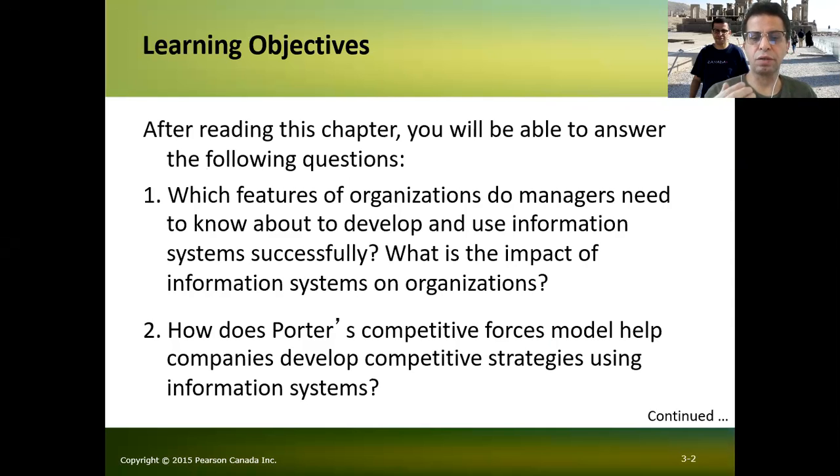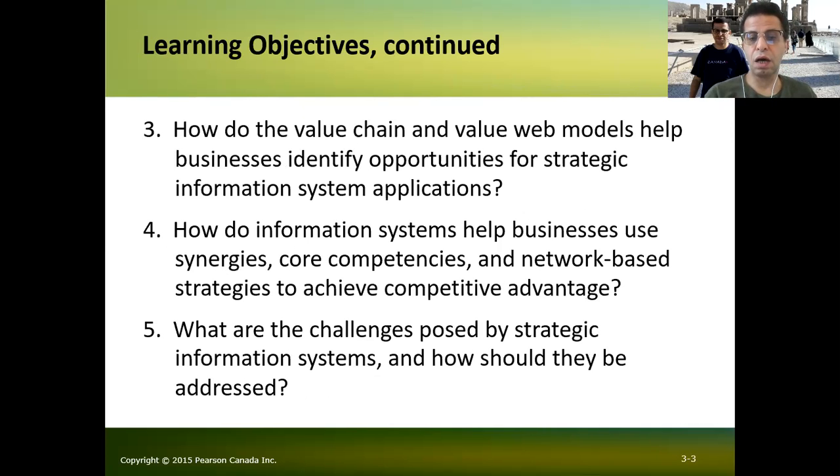What is the impact of information systems on the organization? How does Porter's competitive forces model help companies develop competitive strategies using information systems? And how do the value chain and value web models help businesses identify opportunities for strategic information system applications?